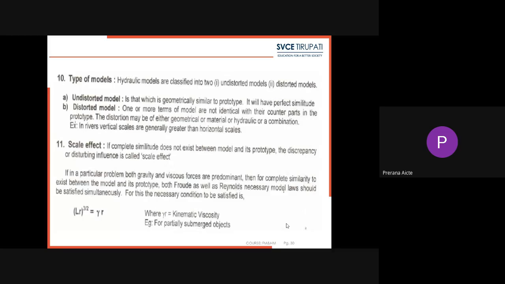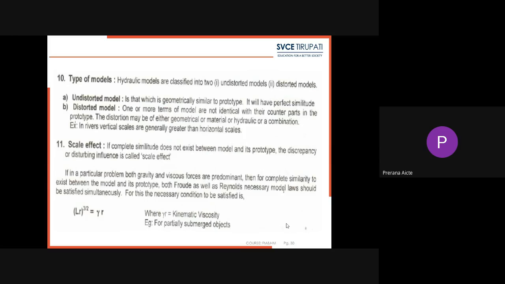Another topic is scale effect. Complete similitude does not exist between a model and its prototype. The discrepancy or a disturbing influence is called the scale effect. Usually, we never get perfect similarity between the model and prototype. A small minor error may take place, and that error is considered as the scale effect.